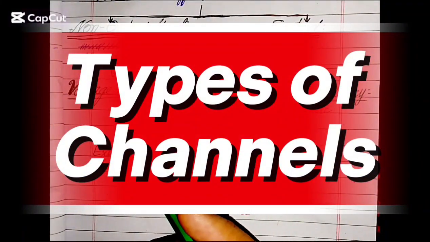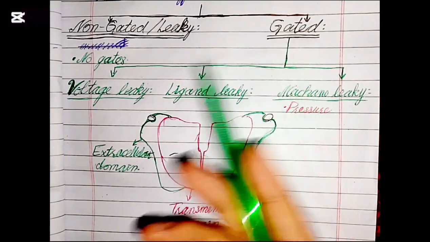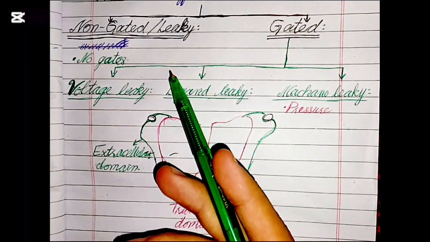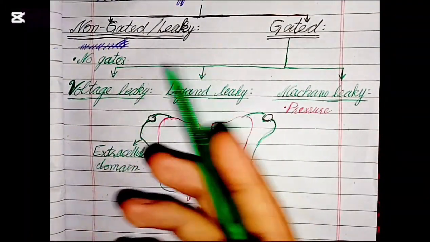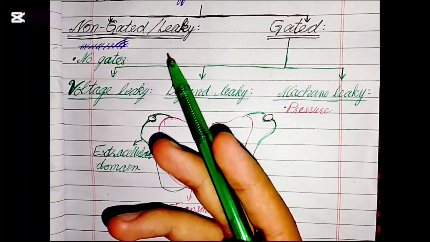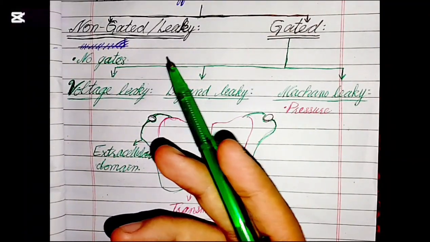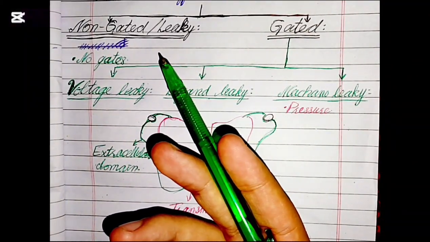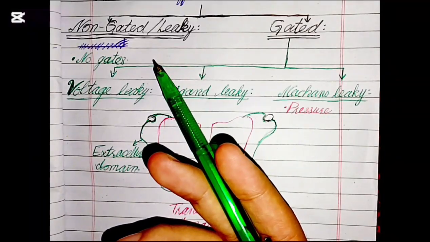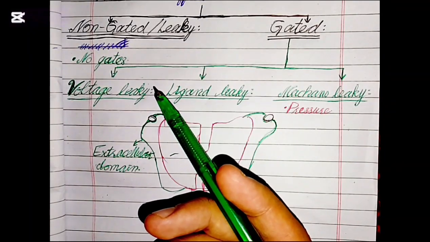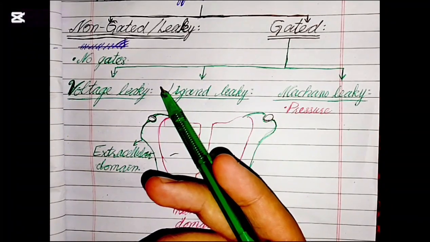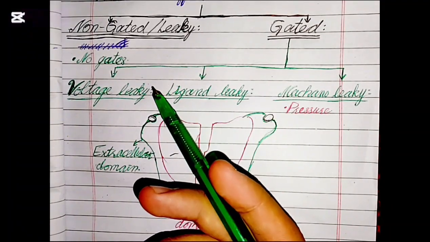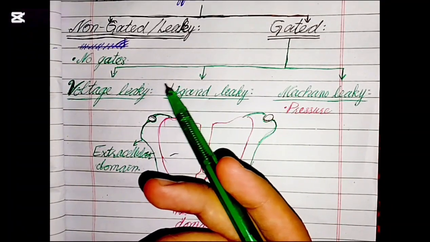Now there are mainly two types of channels: gated channel and non-gated channel, or we can also say leaky channels. Leaky channels don't have gates, meaning they allow full flow of ions throughout the membrane. They are mainly involved in facilitated diffusion. They have no need of any ligand or any voltage change or any mechanical pressure. So they are known as leaky channels or non-gated.